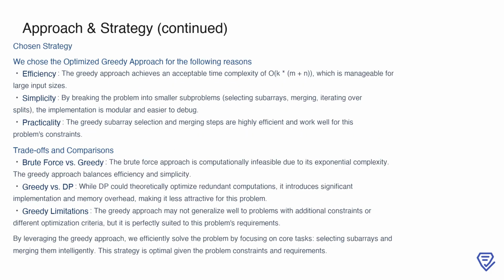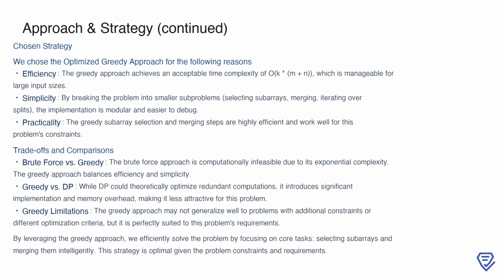Ultimately, we chose the optimized greedy approach for several compelling reasons. First, it achieves an acceptable time complexity of O(k * (m + n)), which is manageable even for large inputs. Second, this approach is relatively simple to implement, as it breaks the problem into smaller, modular tasks: selecting subarrays, merging them, and iterating over splits. This modularity also makes debugging easier. Third, it is highly practical for this problem's constraints, as the greedy selection and merging steps are both efficient and effective.